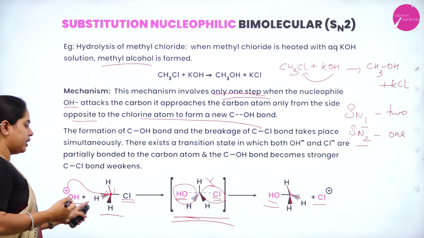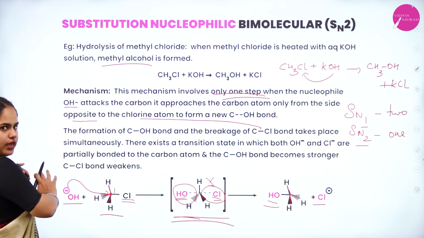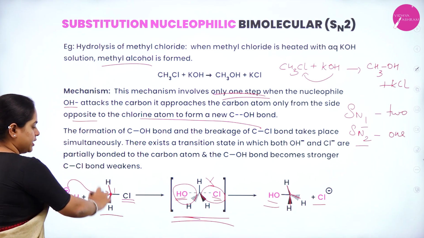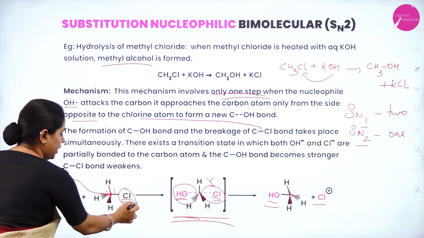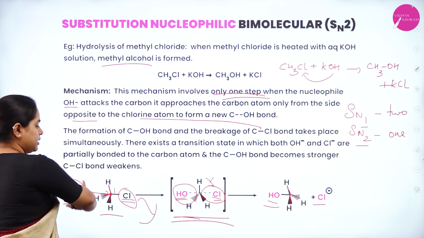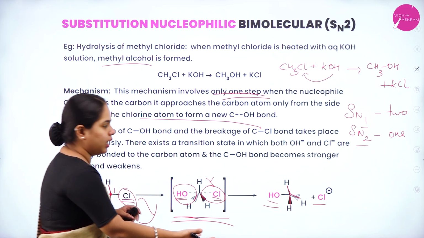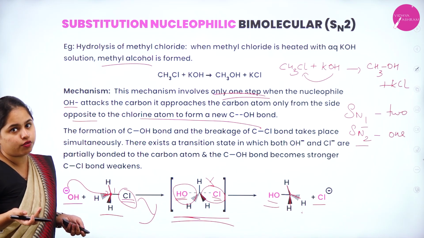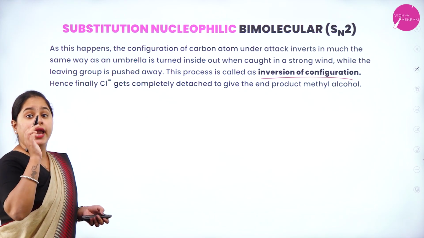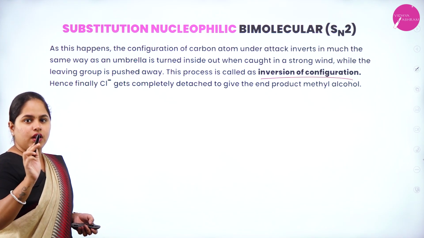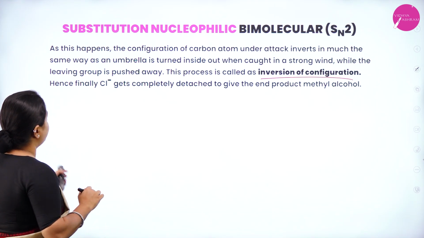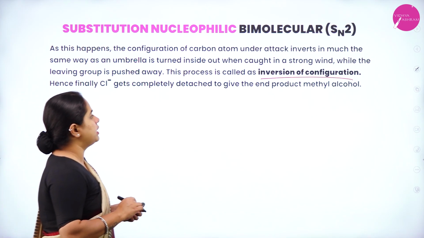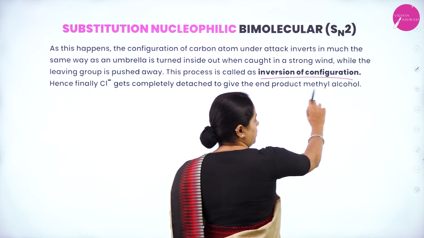As you can see, all three hydrogen atoms are towards this side. Now, when the nucleophile is attacking from this side, this is being removed, and what happens? These three hydrogen atoms will be towards the other direction, as you can see here, right? So there is an inversion of configuration which is taking place in the SN2 mechanism. It will not happen in SN1. Hence, finally, Cl minus gets completely detached to give the end product, which is methyl alcohol.